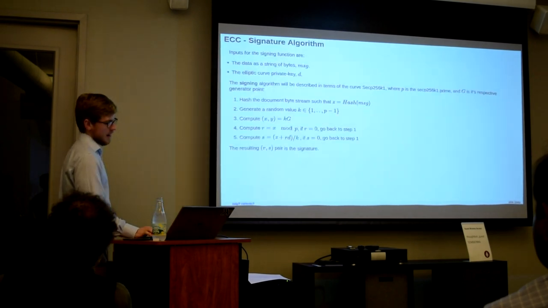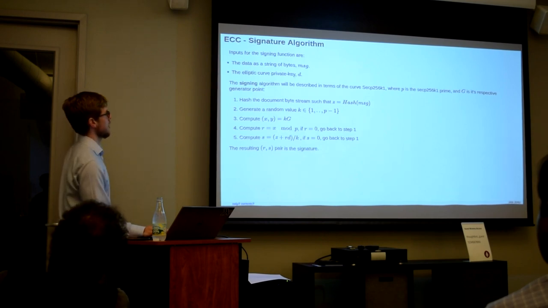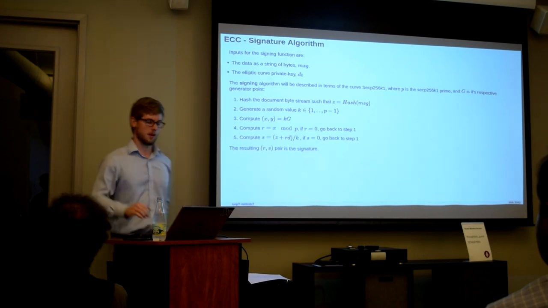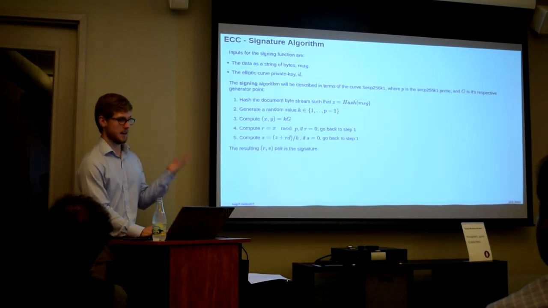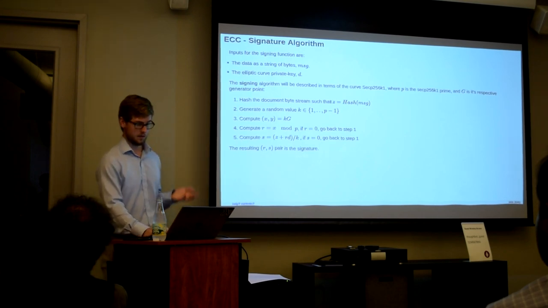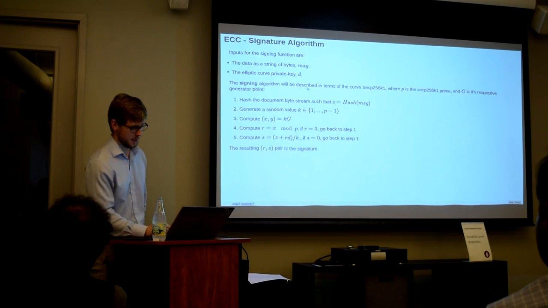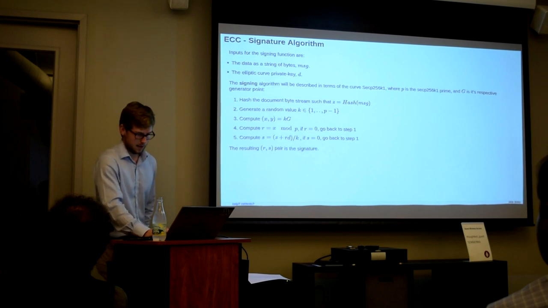So the signing algorithm has two inputs. It's a string of bytes, a message, and then some private key D. I know I just used K in the previous slide, but that's because K is used in the algorithm. So now the private key is D, which is just some arbitrary scalar in the prime finite field, FP, which is that big prime that I mentioned before in the SECP256K1 curve. So yeah, exactly.